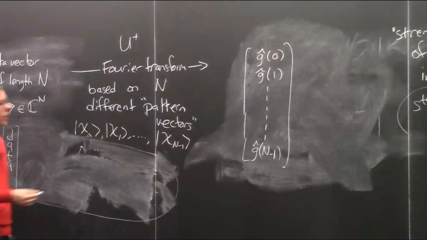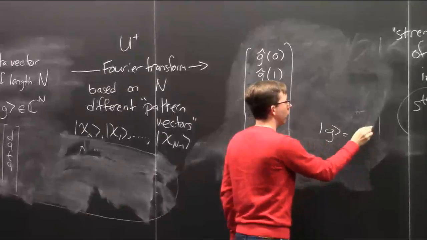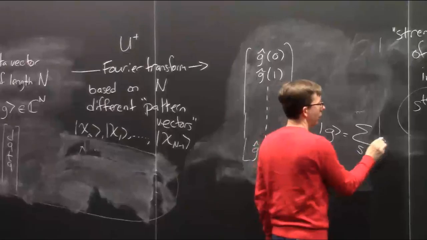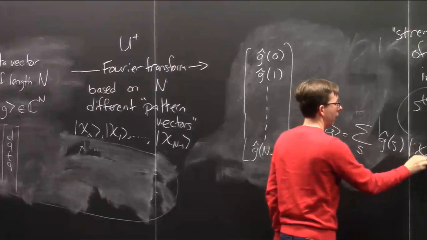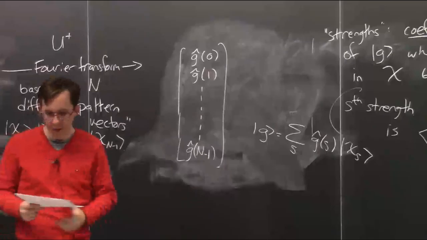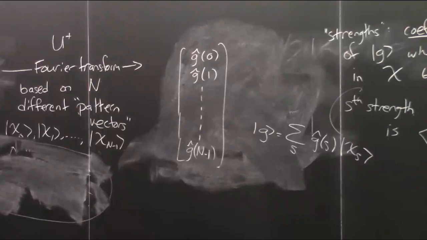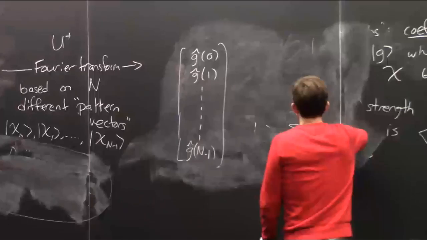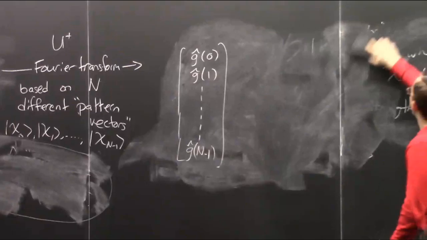So in particular, this also means that G as a vector is the sum over all S that index the pattern vectors of this number times chi S. Okay, it's just writing G in this new basis. So this is actually a very general setup. And you can have this interpretation or this idea for literally any orthonormal basis. So it's like literally any unitary matrix U. But one typically focuses on some very specific examples of chi's. And in this course, we'll mainly focus just on two, one of which we'll talk about today.